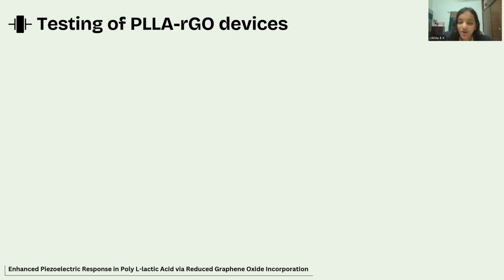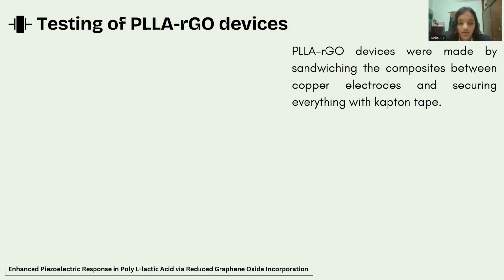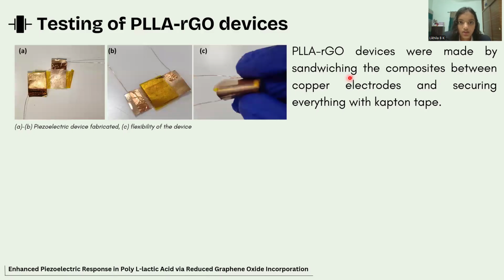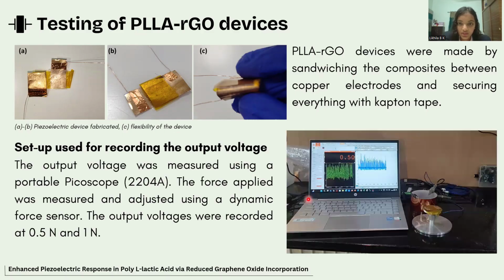So to test that hypothesis, we've used this method. We've made piezoelectric devices by sandwiching the active material between two copper electrodes and securing it with Kapton tape. This was the setup that we've used for testing the device. This is the picoscope which measures the output voltage. The piezoelectric device was placed here, and we've used biomechanical hand tapping. To see how much force we are applying and to control that, we've used the dynamic force sensor, and force was applied at 0.5 newtons and 1 newton. And this is the output voltage that we've measured.